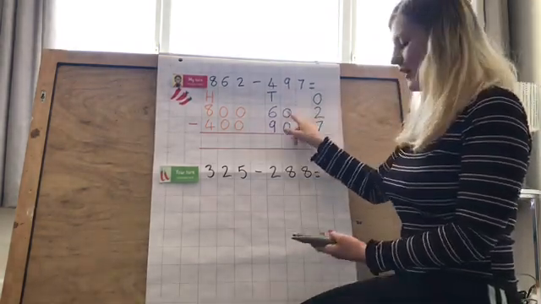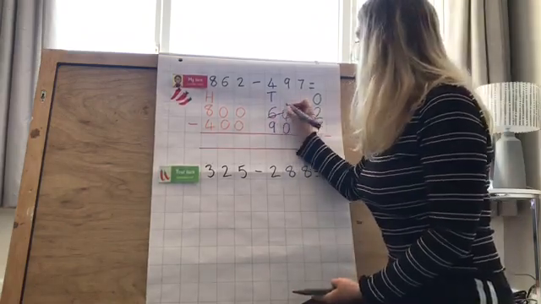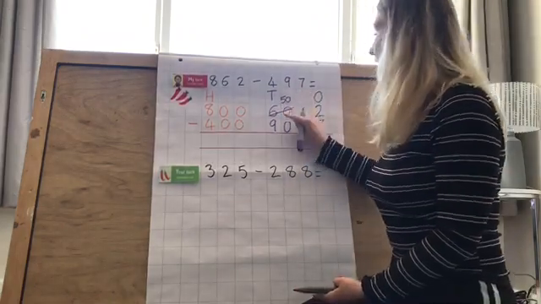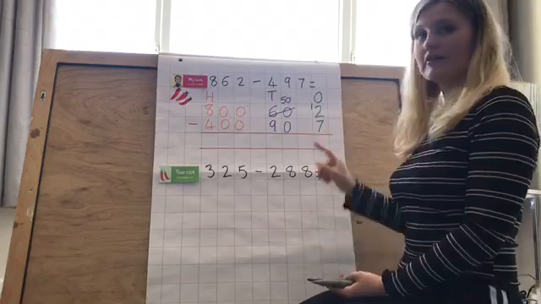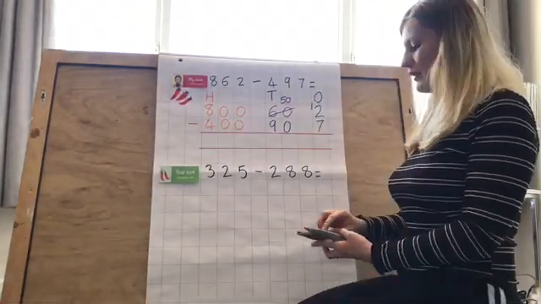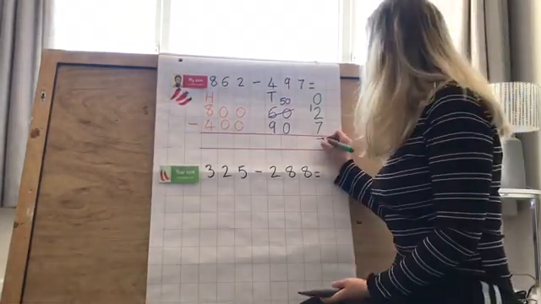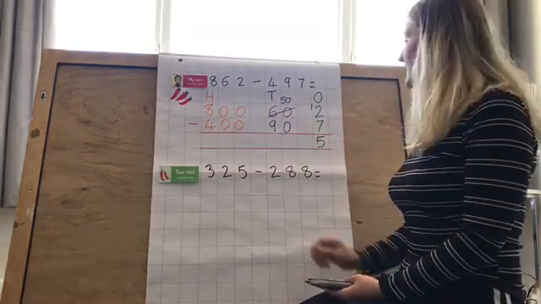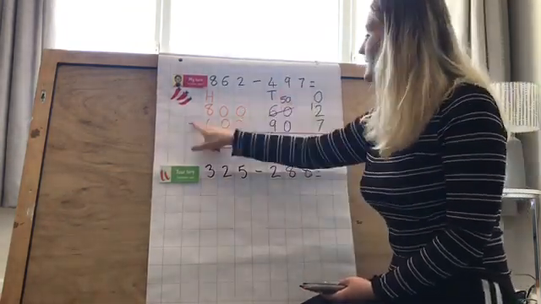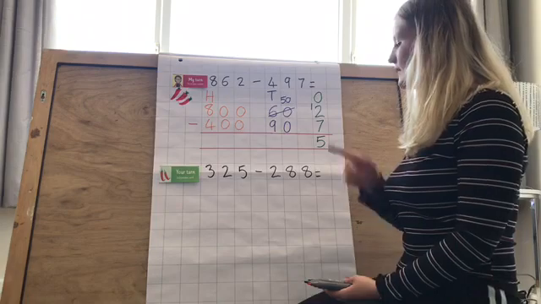So we haven't got enough here. We're going to borrow from the tens, which means I've now got 50 and 12. 12 take away 7 is 5. Well done. Now I've got 50 take away 90.